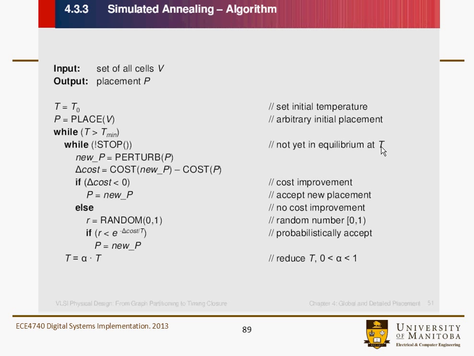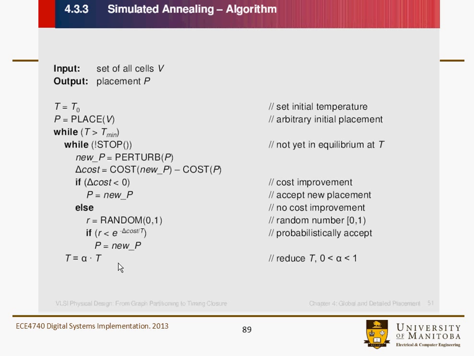So a couple things will happen. You'll take a new solution. It's just the perturbed version of the previous solution. Calculate the change in cost. If the cost went down, you accept it as the current solution, and if it isn't, you select it probabilistically. And once you've done this enough times that you're in equilibrium, you reduce the control parameter.